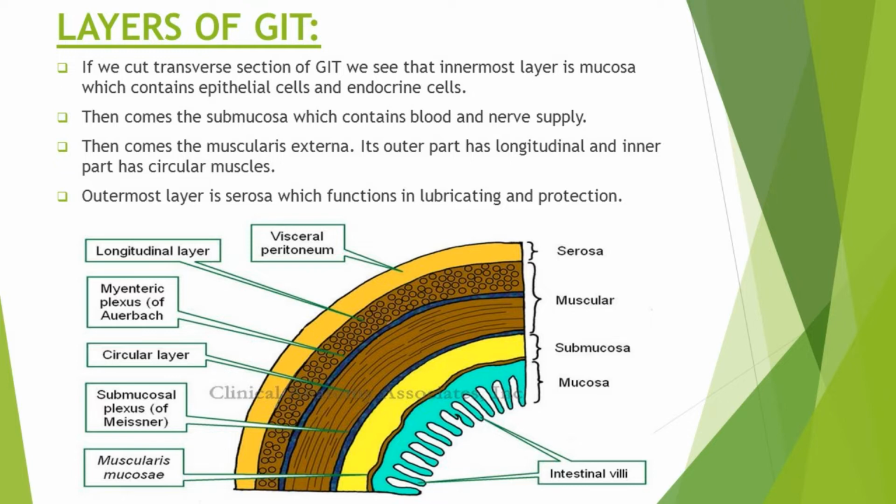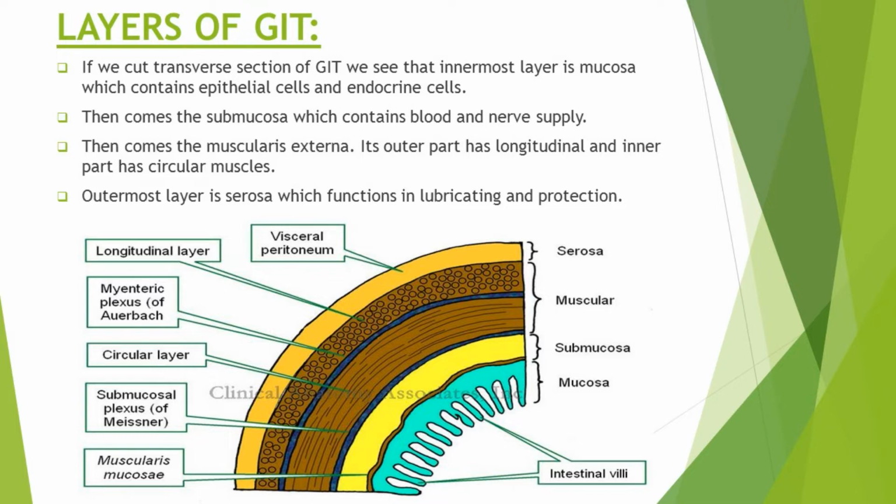The innermost layer, mucosa, which faces the lumen of the gastrointestinal tract, contains epithelial cells and endocrine cells. Next to mucosa is submucosa, and in submucosa there is nerve supply and blood supply. Then comes the muscularis externa. Muscularis externa has outer longitudinal muscles and inner circular muscles, meaning it has two parts.